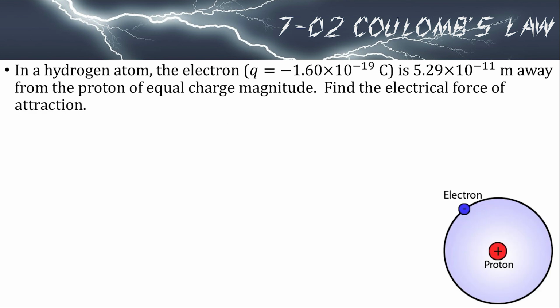In a hydrogen atom, the electron, whose charge is negative 1.6 times 10 to the negative 19 coulombs, is that distance away from the proton of equal charge magnitude. Find the electrical force of attraction.